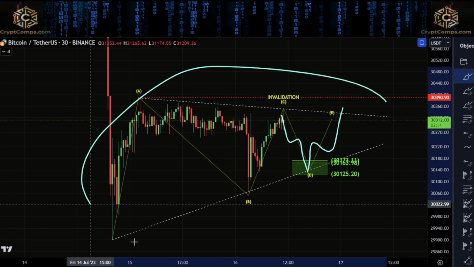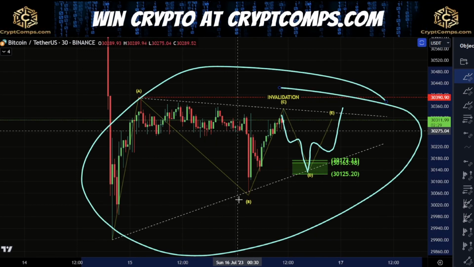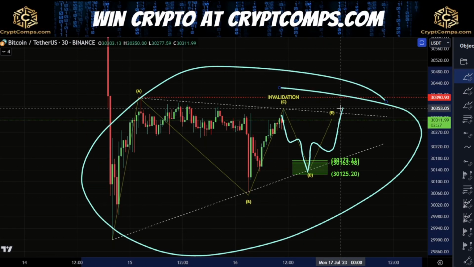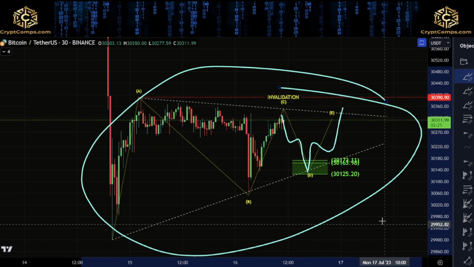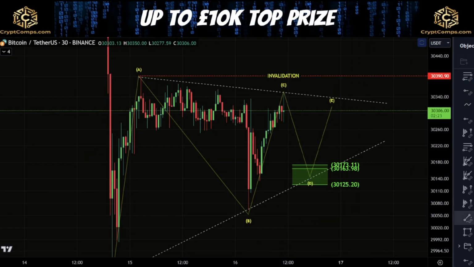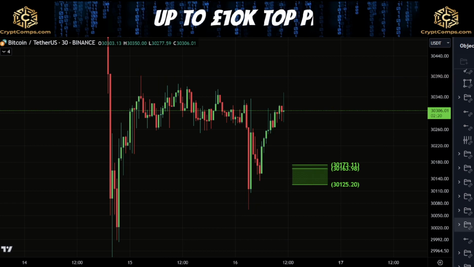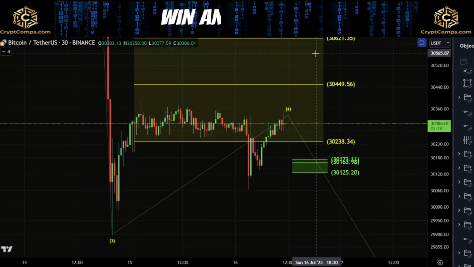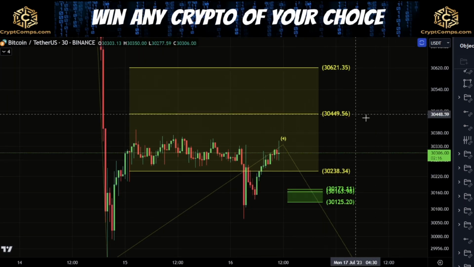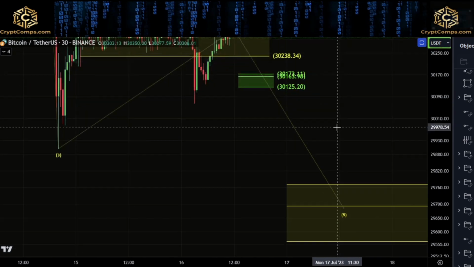Now this triangle could then actually be our 4th wave, where we look at this as basically a 4th wave here, and then we still get that 5th wave down. So this is why I'm saying, really within the bigger count here, until we actually break back above this 30,621, we still have this potential for this 5th wave.